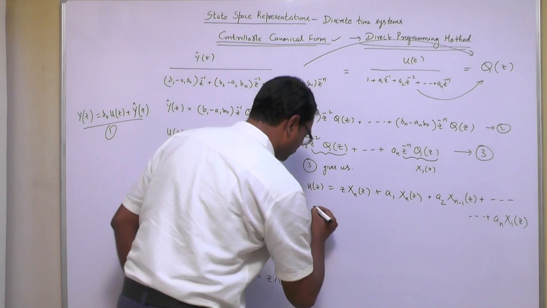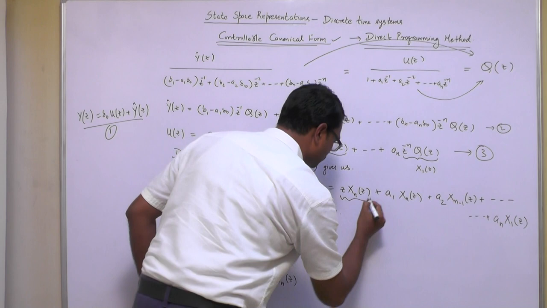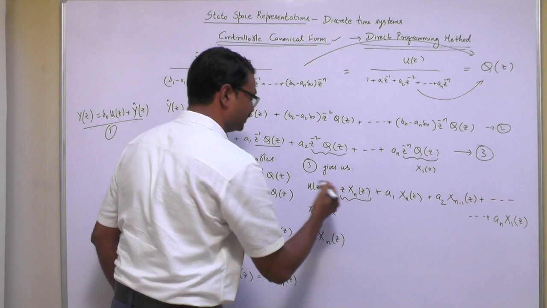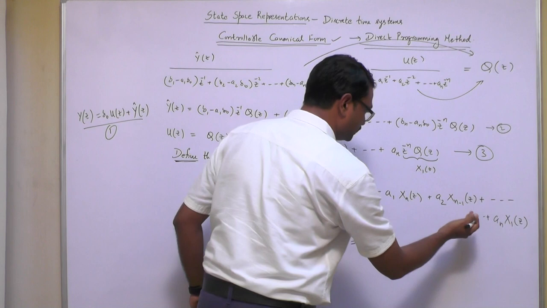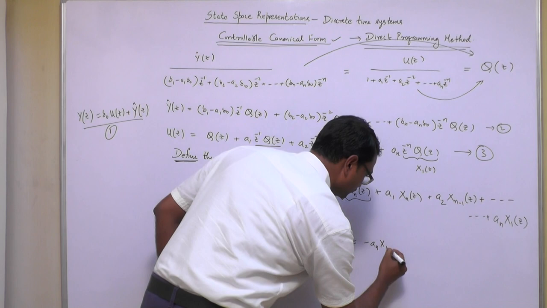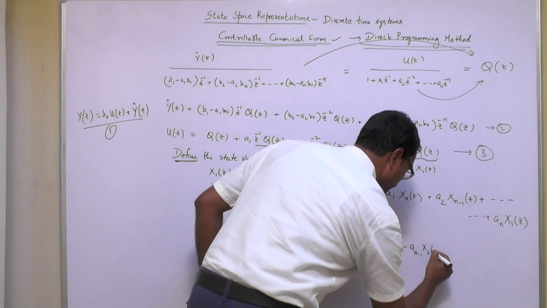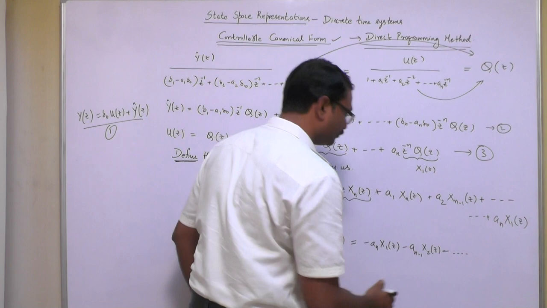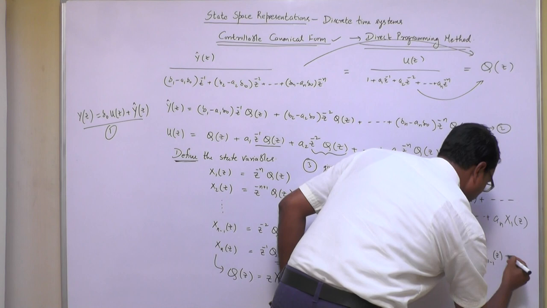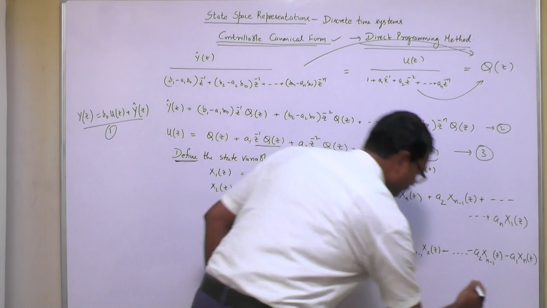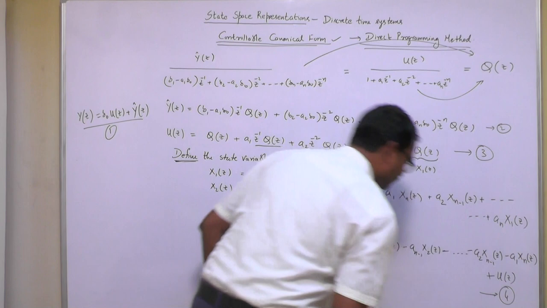Now when we try to rewrite this equation, you can have z xn z on the left hand side, z xn z taken to the left hand side, right, and you can consider all the other parameters to the other side. So you will have minus an x1z minus an minus 1 x2z, so on, minus a2 xn minus 1 z minus a1 xn z, plus u of z. Now let us consider this as equation 4.